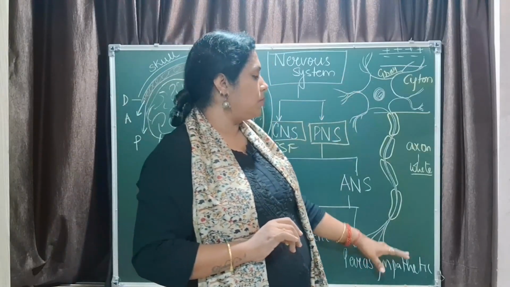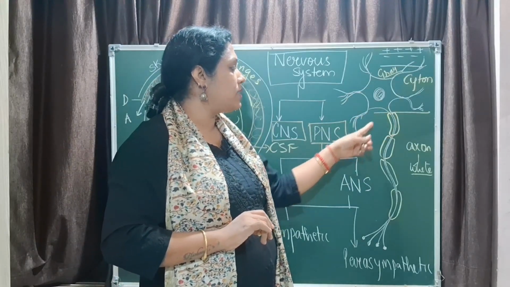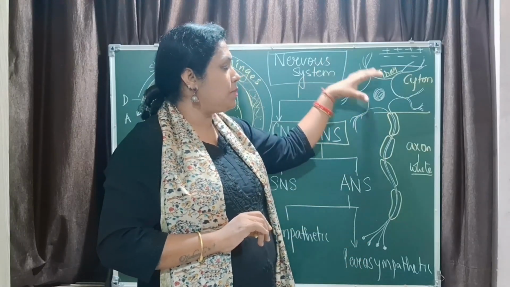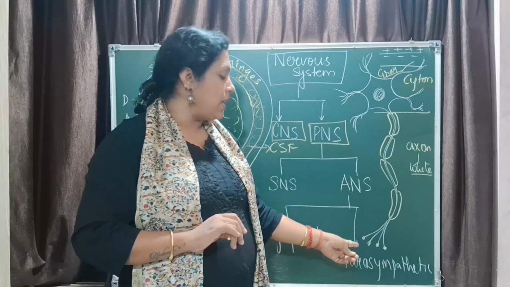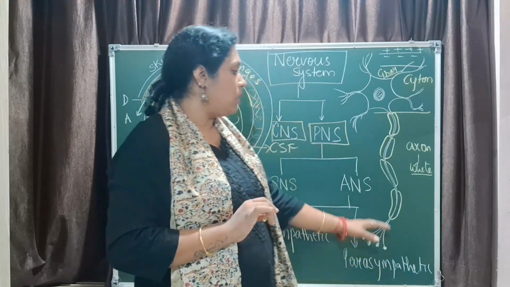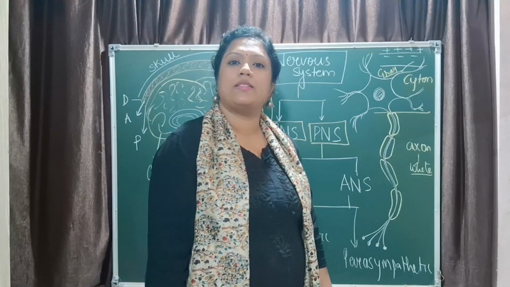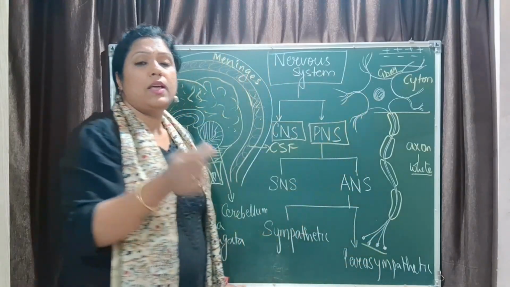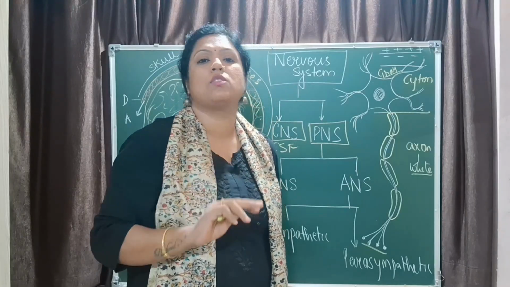Let us focus on the neuron. Neuron is the structural and functional unit of the nervous system. It has the cyton, the dendrites, the axon, the myelin sheath, and the axon terminal. Whenever an impulse passes through the neuron, it leads to the release of neurotransmitters at the axon terminal. An example of a neurotransmitter is acetylcholine. This helps in the conduction of the nerve impulse and leads to the transfer of the impulse to the next neuron. The gap between the axon terminal and the next dendron is called the synaptic cleft, and the junction between the two neurons is called the synapse.